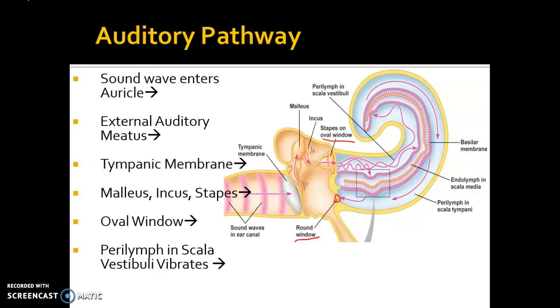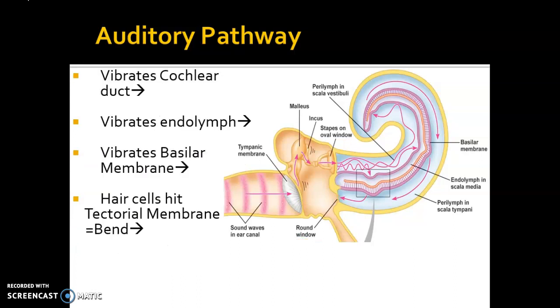As that happens, there are ripples caused in the perilymph of the scala vestibuli, and due to this disturbance in the scala vestibuli, we have bending of the cochlear duct. As there is mild tension or bending of the cochlear duct, that causes vibrations in the endolymph. So as the cochlear duct vibrates, that causes vibration in the endolymph, which is present inside the cochlear duct.